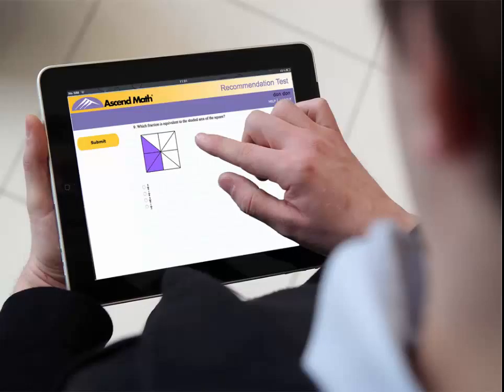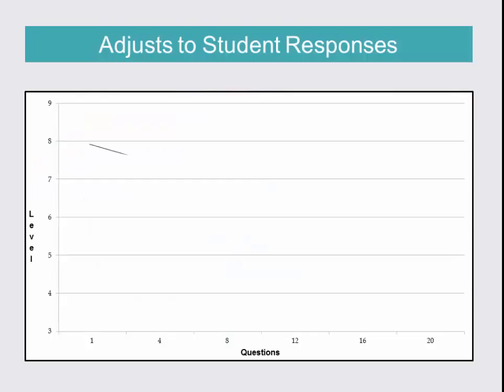That's why Ascend Math begins with a level recommendation test to find each student's functional grade level in math. This computer adaptive assessment adjusts to each individual student. The test increases or decreases difficulty based upon the student's responses. Each test is unique just as the student is unique. The result is educators know where students should begin instruction.